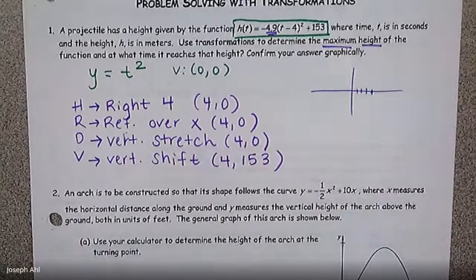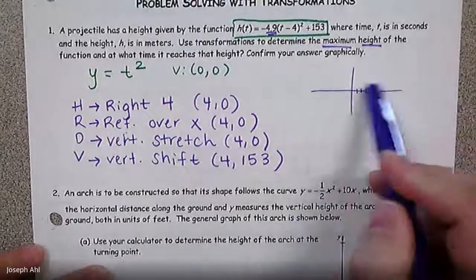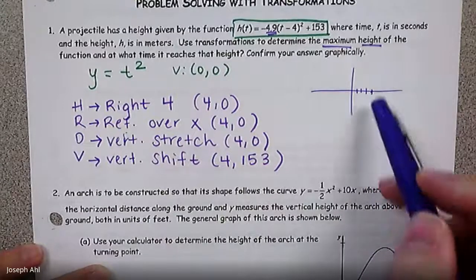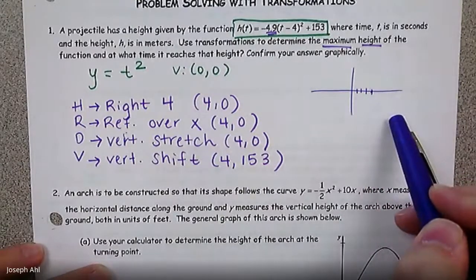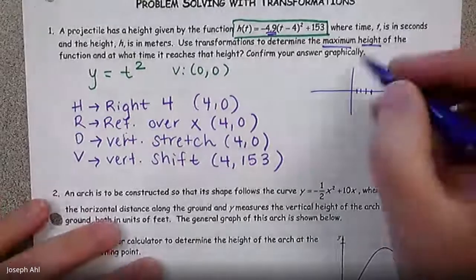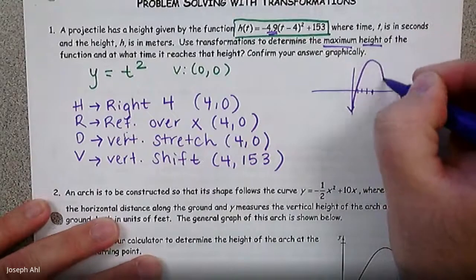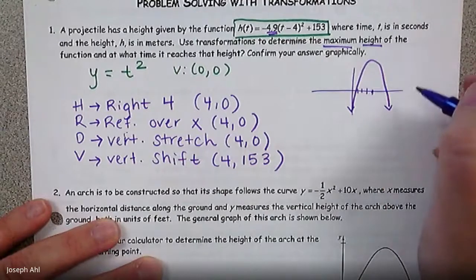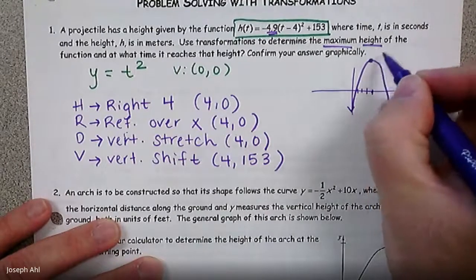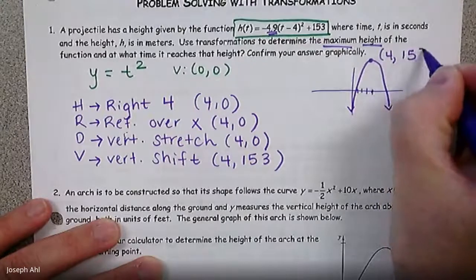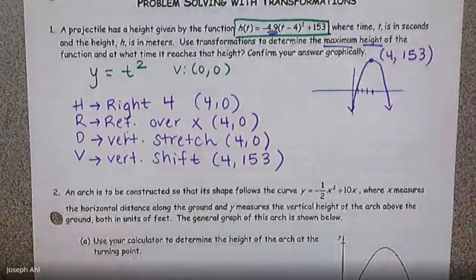So right now we know what happened to this graph. It moved to the right 4, then it flipped over, so now it's an upside down parabola. We stretched it, and then the last thing that happened is you moved it up 153, such that your final graph might look something like this. I know that's a pretty rough sketch, but I know that the max coordinate is (4, 153).